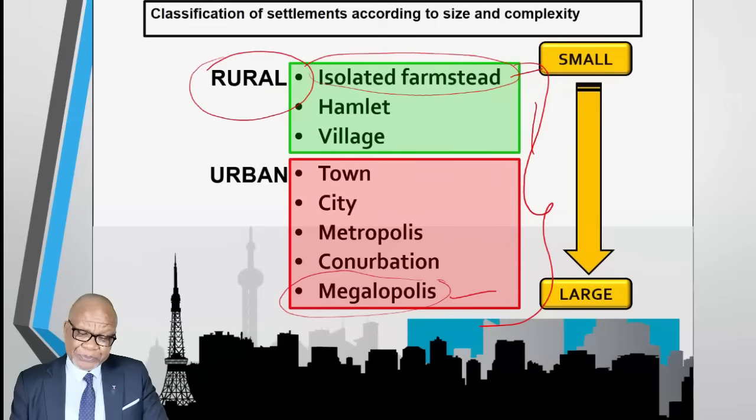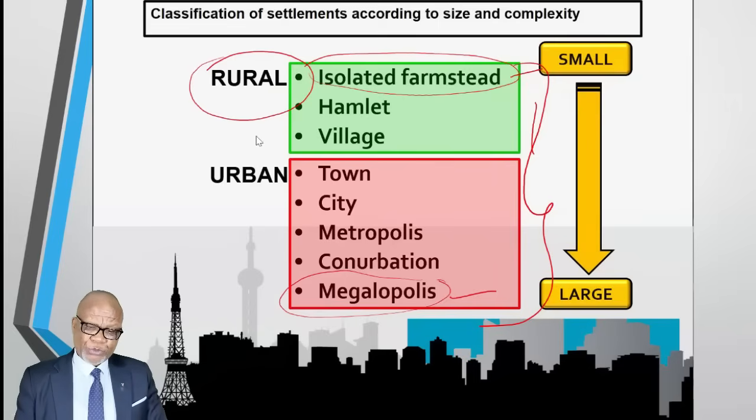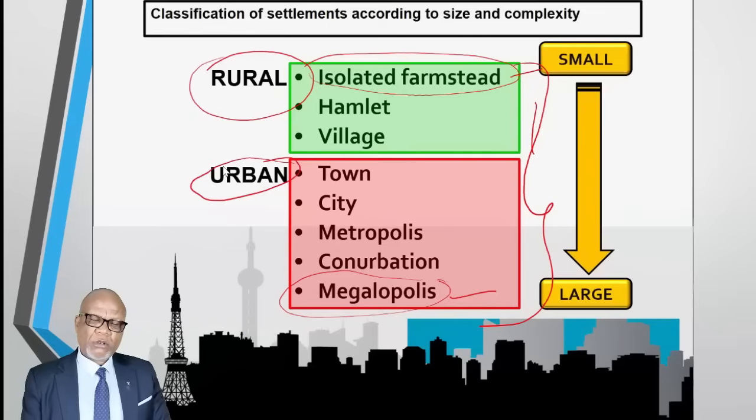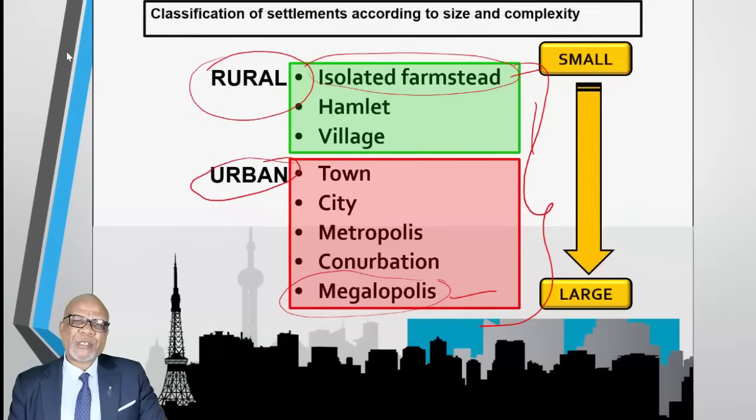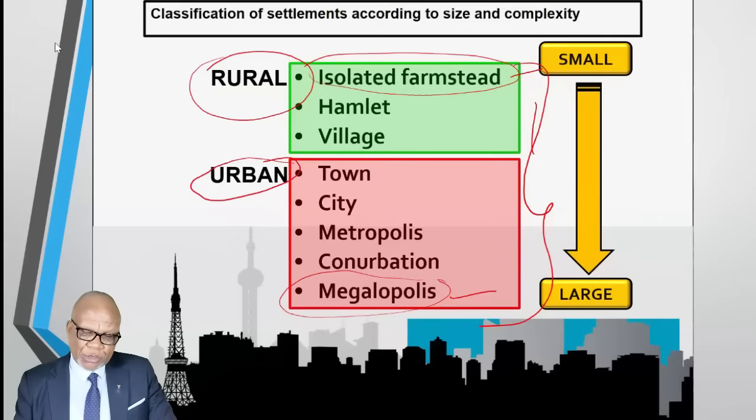And then when you're looking at the settlements from town to megalopolis, these are settlements which are considered to be urban. So you must know the difference between urban settlement and rural settlements. So that is where the function of a settlement comes. So this is classification of settlements from the smallest to the largest. It is also called hierarchy of settlements, where you rank settlements from the smallest to the largest.